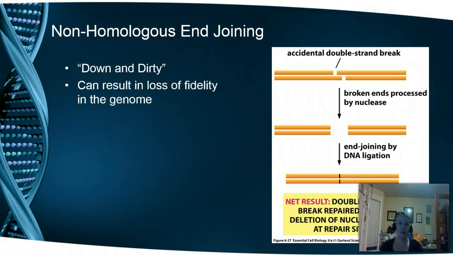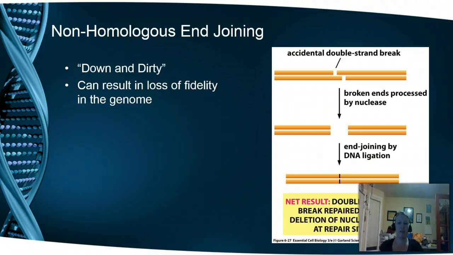Alright, so the first one we're going to talk about is non-homologous end joining. In this case, we get our accidental double-stranded break, and this is the down and dirty method of fixing things. And this can result in a lot of loss of fidelity within the genome. This is the one that will cause a significant amount of loss of DNA. And this may actually explain why we have a lot of junk DNA within our genome. It's because over the years and decades and generations, we've had these happen, and genes that may once have been functional are no longer functional because we've lost a section of the information.